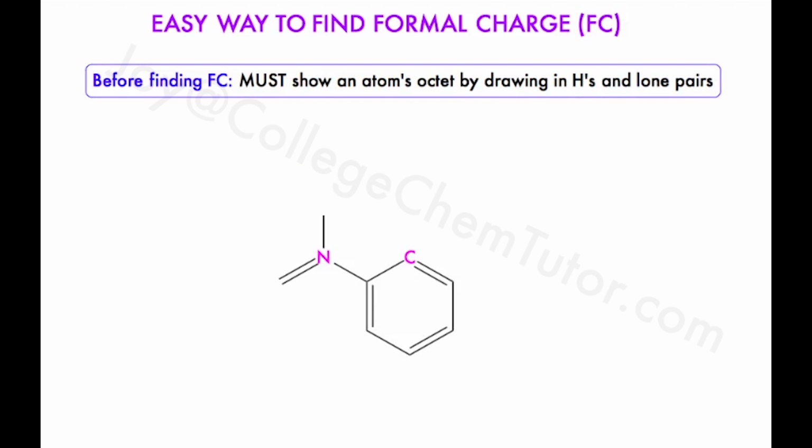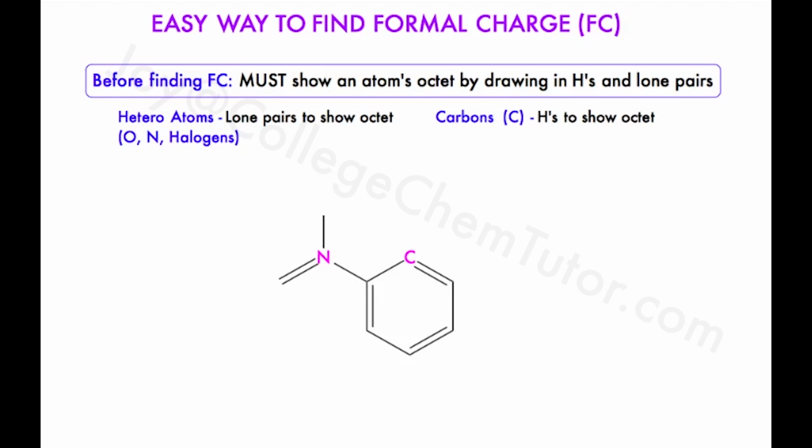For the first molecule, we're going to find the formal charge of the atoms highlighted in pink, which is the nitrogen and the carbon on the benzene ring. For nitrogens, oxygens, or halogens, since they are called heteroatoms, we only need to fill in lone pairs to show the octet. For any carbons, we fill in hydrogen bonds to complete the octet.